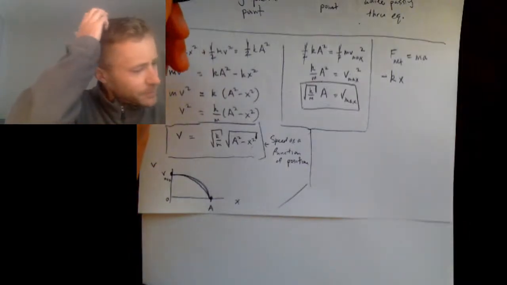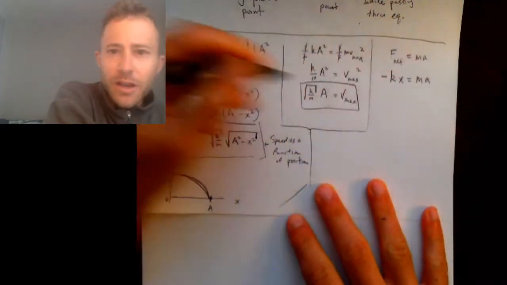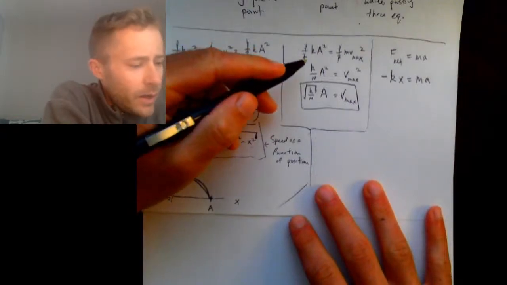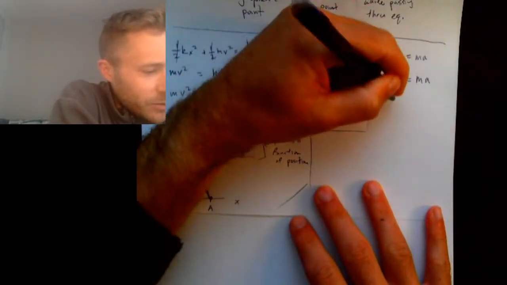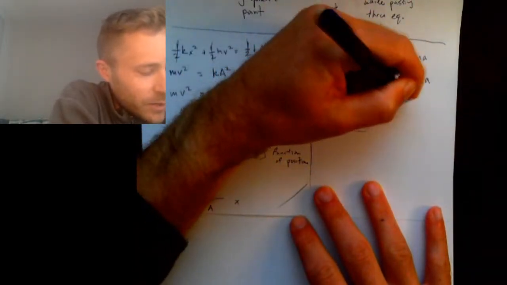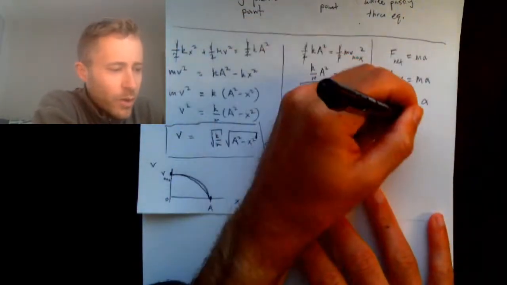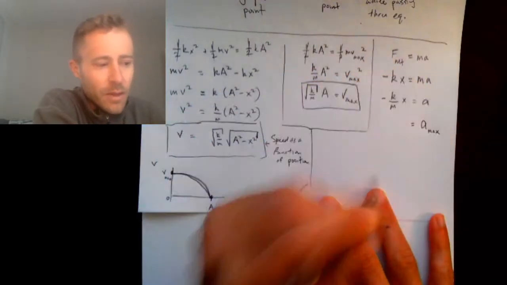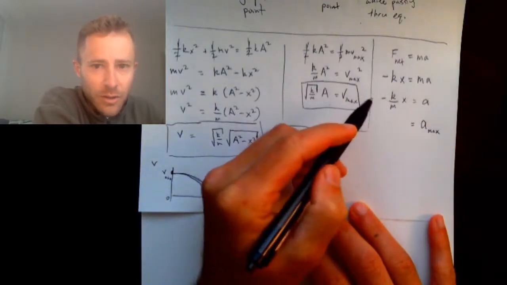And so that equals ma, minus kx, elastic force equals ma. And so then I can divide both sides by m, so I get minus k over m times x equals a. Now, what if I wanted to figure out what is the maximum acceleration? Okay, at what location is the acceleration the maximum?